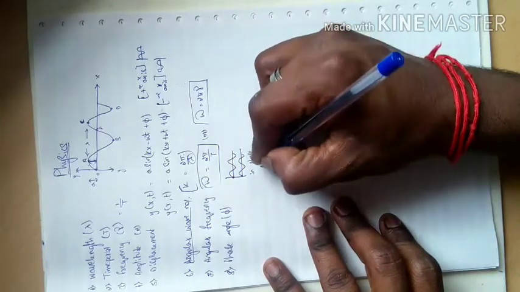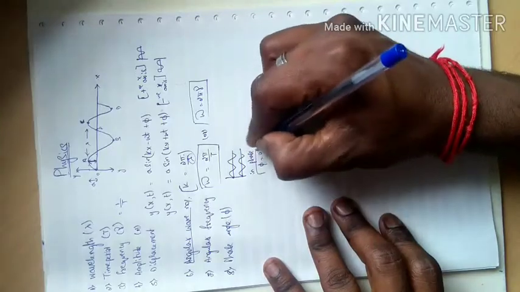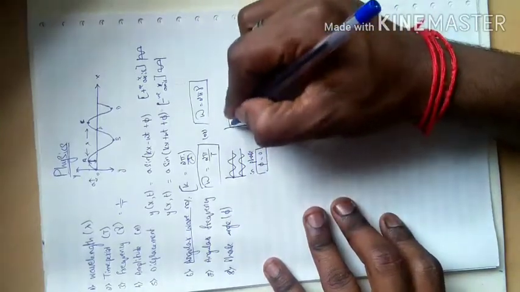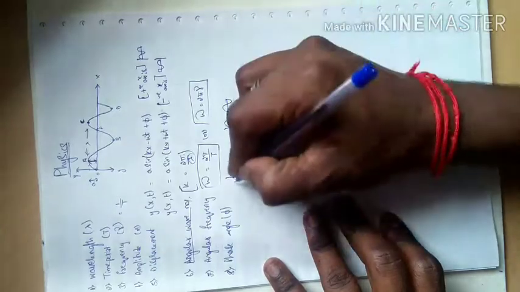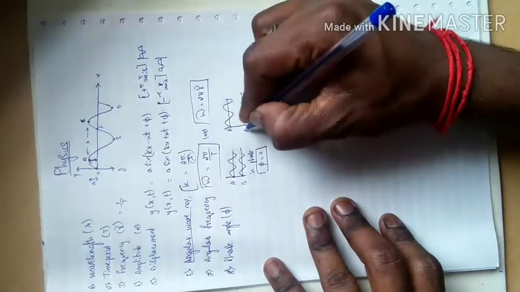The two waves are in phase. Then what is the angle between these two? It is nothing but 0. Next, these are the two waves. This is A and this is B.